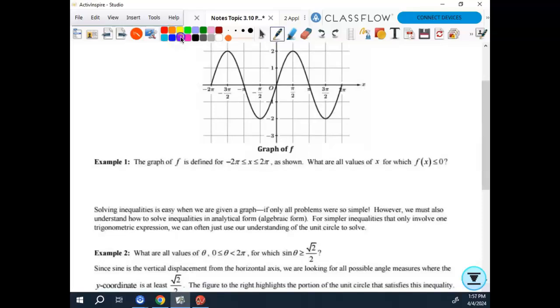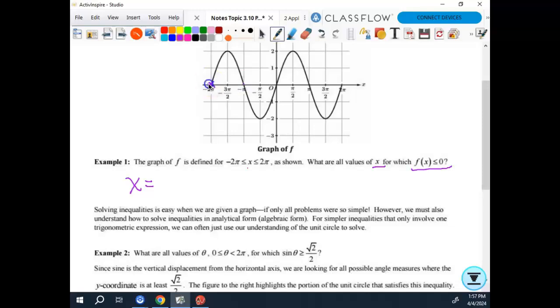So we're going to start with this graph. It says the graph of f is defined from negative 2 pi to 2 pi. That's what we see. We want all the values of x for which f of x is less than or equal to 0. So looking at this graph, when is the first time it is less than or equal to 0? Okay, so negative pi, but this is not the first time.